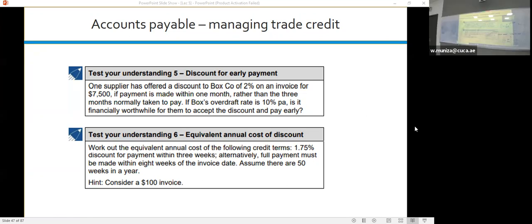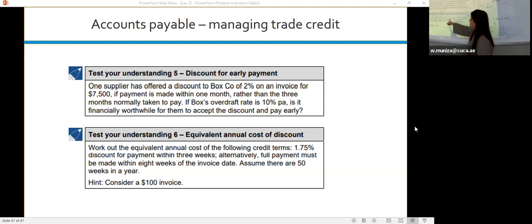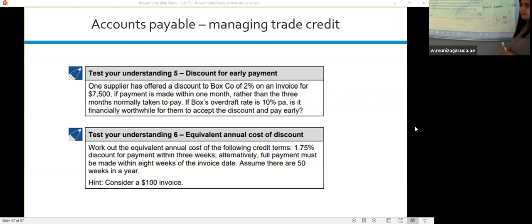In the case of weeks, how will we divide them? 50 weeks are there. So the number of periods we are going to calculate over here: 50 weeks divided by 5. We are going to pay within 3 weeks. But the normal time period is 8 weeks. So how much earlier we are paying? 5 weeks.